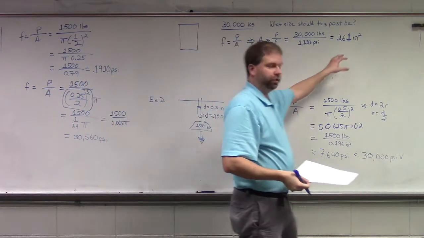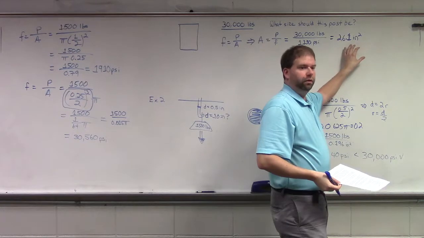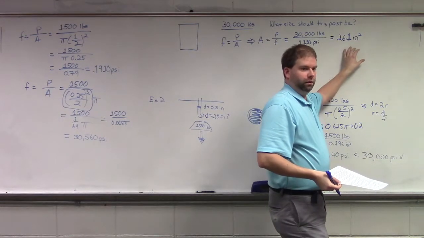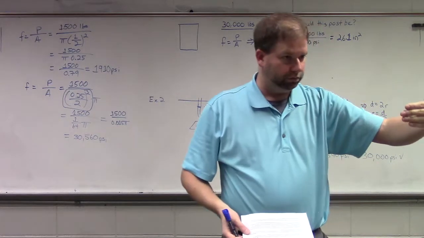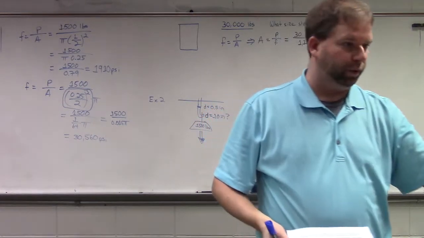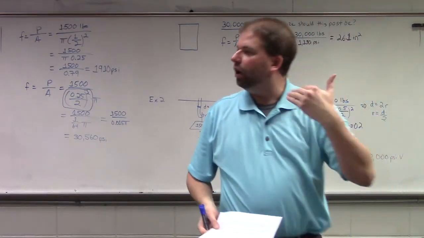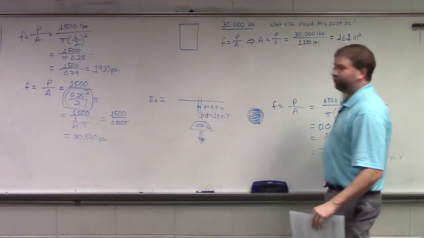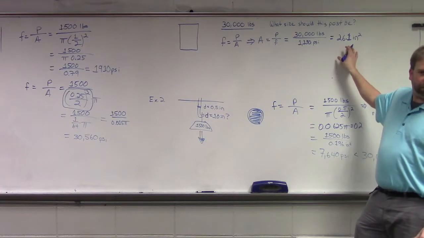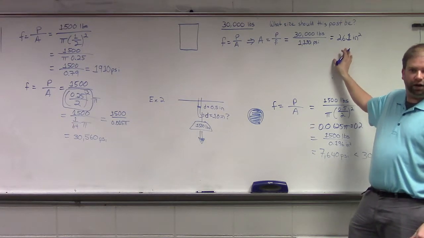Assuming it's a square post, you can just leave it in the square, unless the question asks you to recommend, as this example does. This example wants you to take it further and say, okay, what size post should we actually build? Should we take this to a manufacturer and say, hey, make us a post 26.1 square inches?